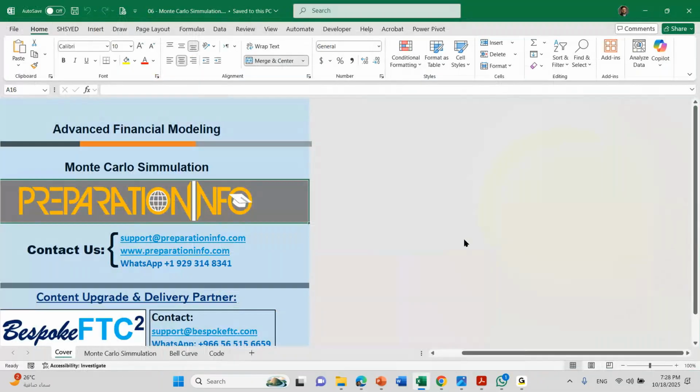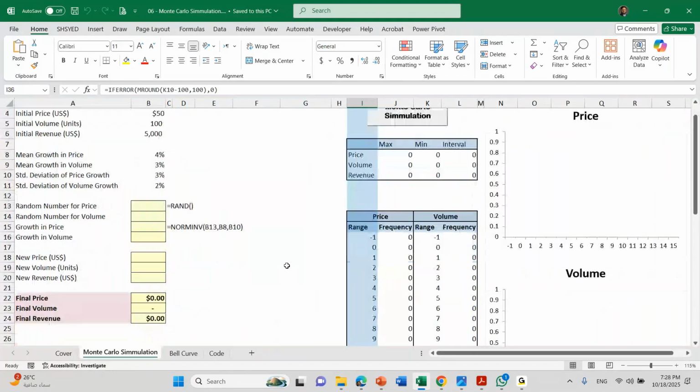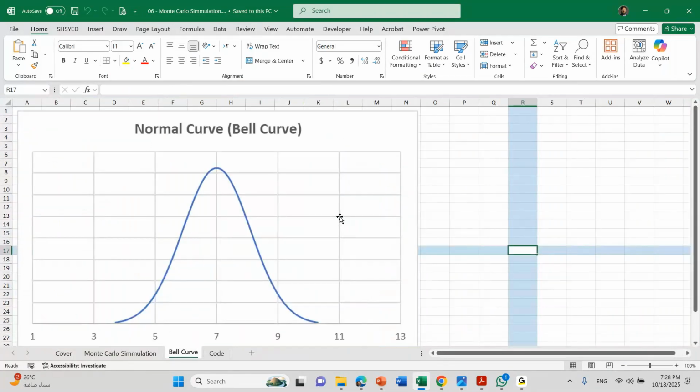What Monte Carlo simulation actually does, we have created a file like this, and what we are trying to achieve, statistics tells you that if you have historical data, if you plot that data on this, you will get this kind of a normal bell curve, and this bell curve would mean that there are certain values towards the plus side and towards the negative side of this.